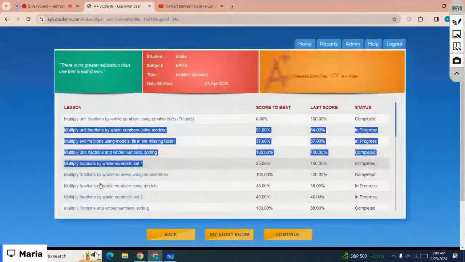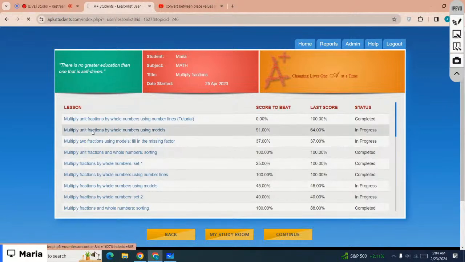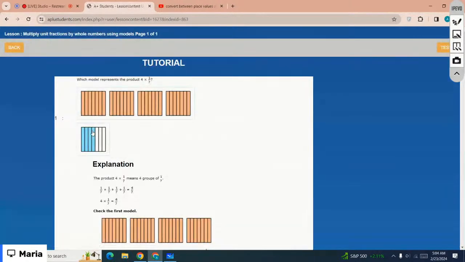Here I am on grade 5 math. The first chapter we are on right now is multiply fraction. Let's just start with the lesson, that is multiply unit fractions by whole numbers using model. Okay, which model represents the product 4 times 1 over 7?